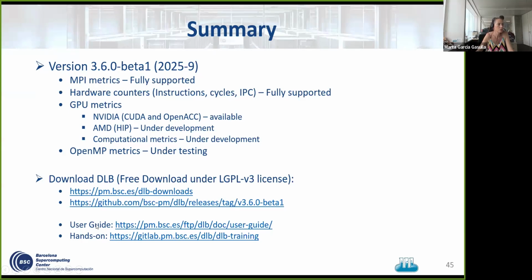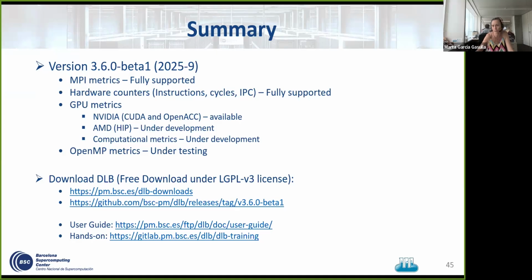Here you have all the links to download DLB. We have installed it already in some of the EuroHPC systems, in case you are interested. We did this beta version really quickly for this webinar today, so that we have everything ready and you can start testing it. That's why the documentation is not so up to date.